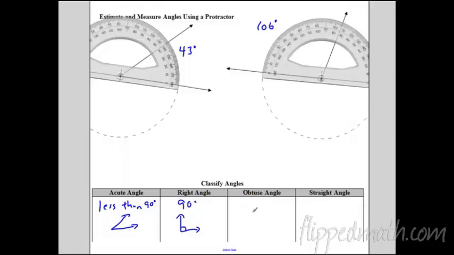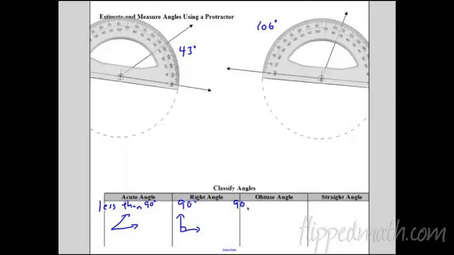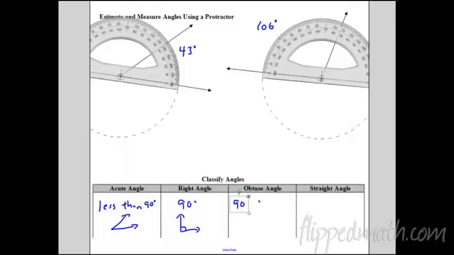And obtuse is really between 90 and 180. Let me write that a little better. It's an angle that is between 90 degrees and 180 degrees. So it's somewhere over there. It's obtuse, so it's going this way. It's got to be more. Oh my goodness, I'm having issues. How about something like this? So it's something between 90 and 180.